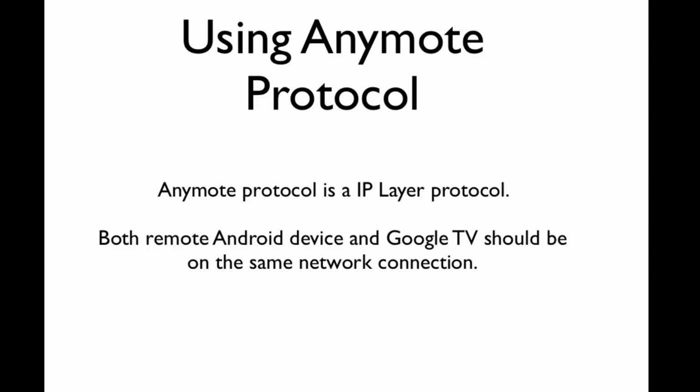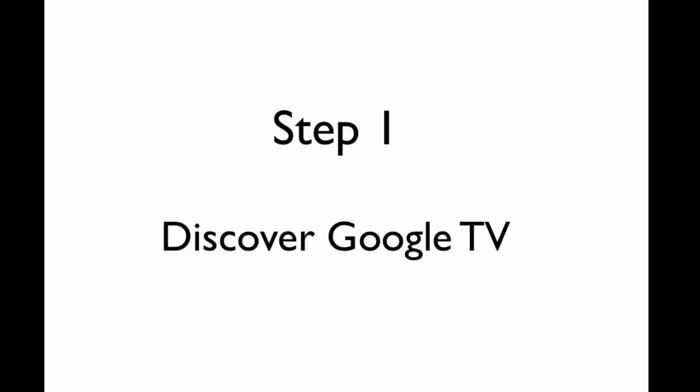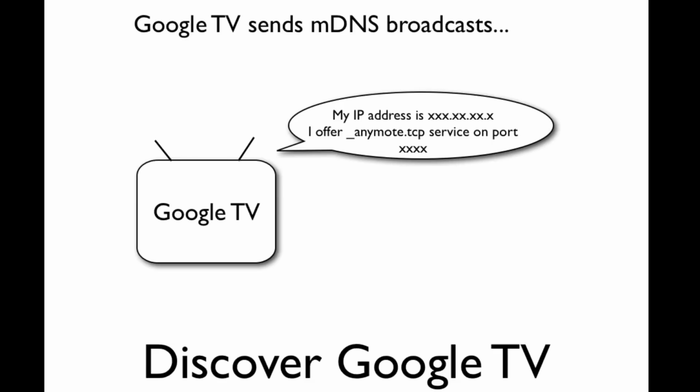So how does a remote app communicate with Google TV? One of the options is to use the Anymote protocol. Communication between the remote device and Google TV is established using a three-step process. Step 1 is to discover Google TVs on the local network. How is this done? Google TV sends MDNS broadcasts on the local network, announcing information such as its IP address and the port number of the Anymote service.